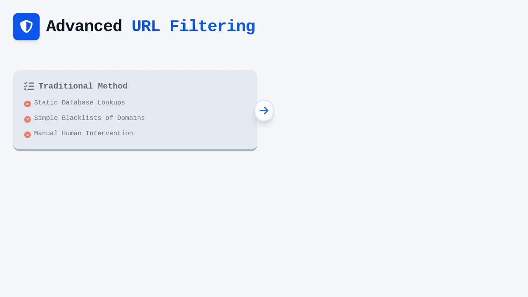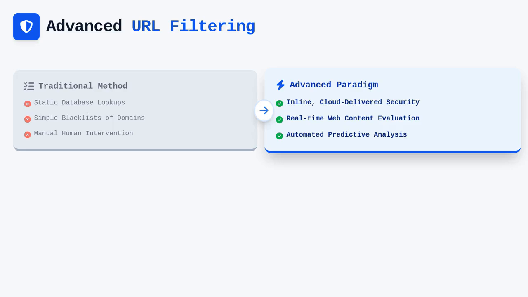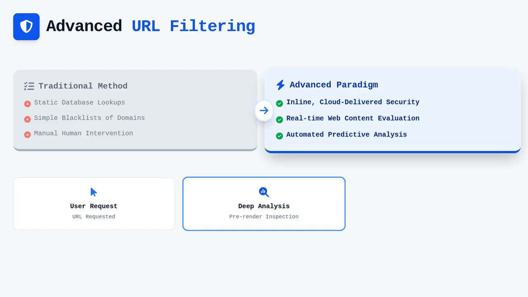The advanced URL filtering module shifts the paradigm from static database lookups to inline, cloud-delivered security that evaluates web content in real time. When a user requests a URL, the firewall does not just resolve a reputation score. It performs a deep, predictive analysis of the page before the content even renders in the browser.